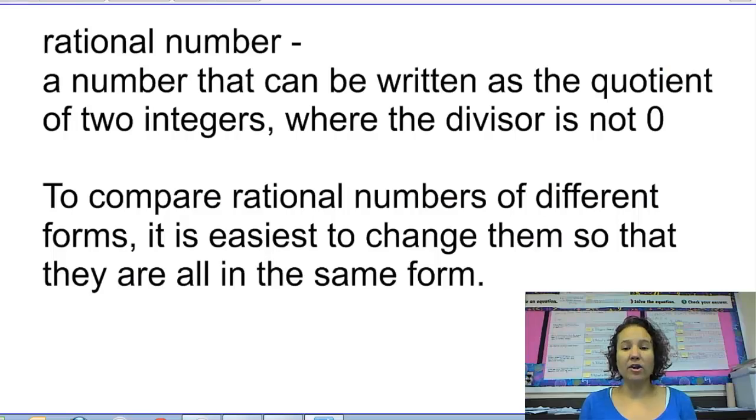When we want to compare rational numbers of different forms, so if I have a fraction and a decimal, or two fractions with different denominators or something like that, it's easiest to change them so that they are all in the same form, and that makes them easier to compare. So we're going to talk about what that looks like.